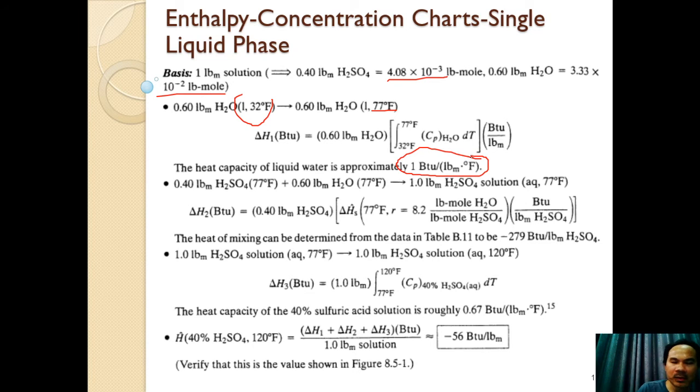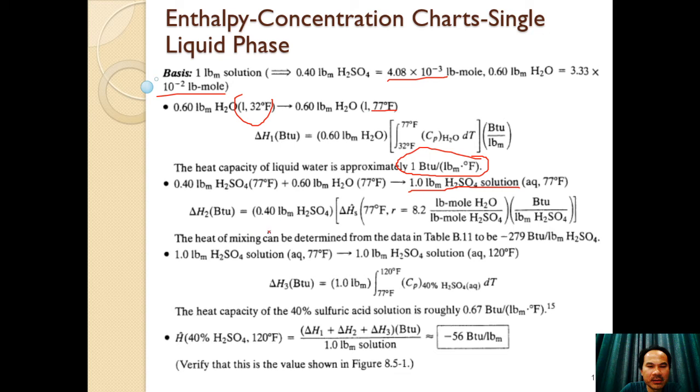This is for water. And how about the acid solution? In terms of aqueous solution, this is 0.4 pound mass sulfuric acid at 77 Fahrenheit plus 0.6 pound mass of water at 77 Fahrenheit. You get 1 pound mass of sulfuric acid solution at 77 Fahrenheit. This is a sulfuric acid solution. And then you can calculate delta S2.